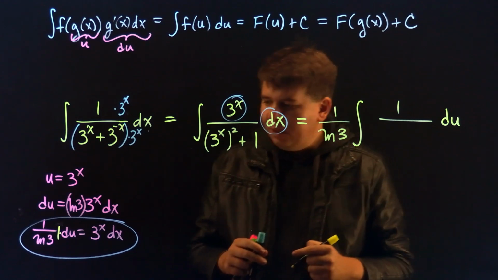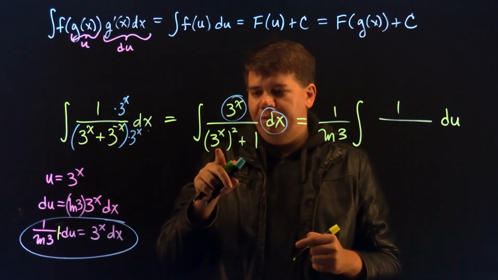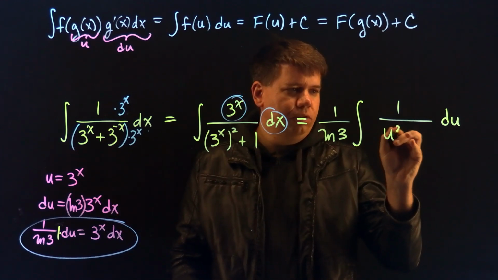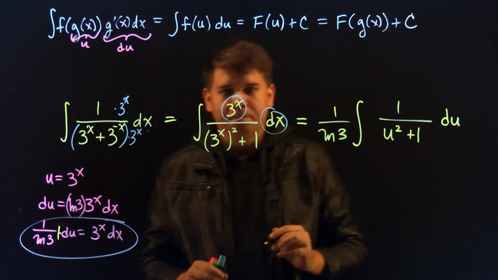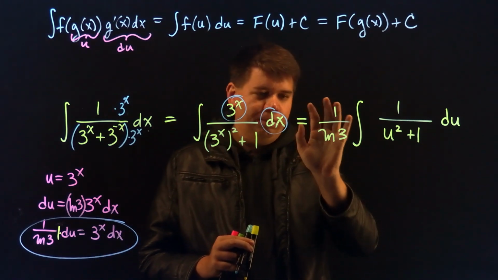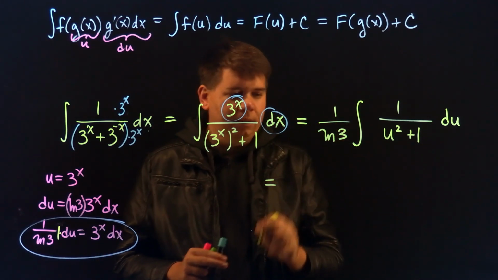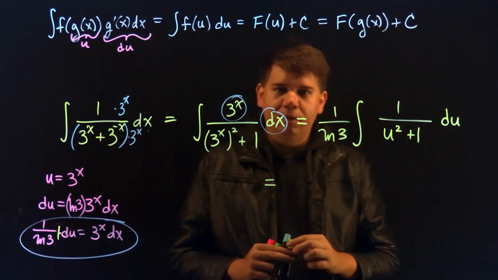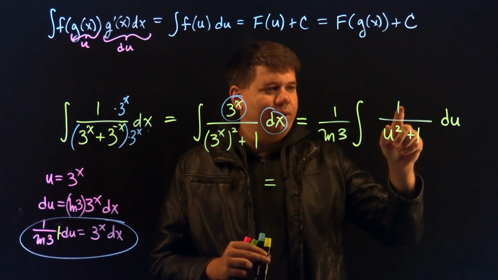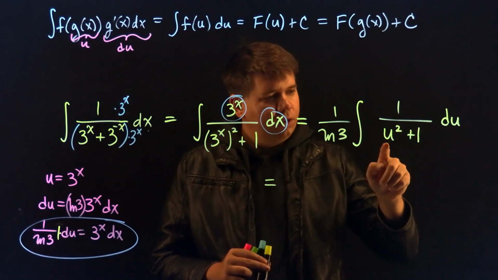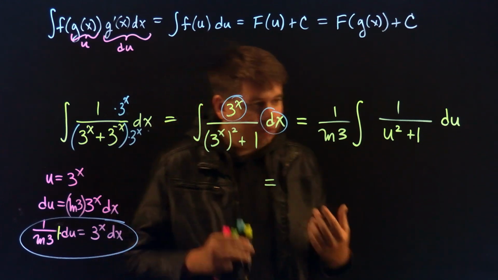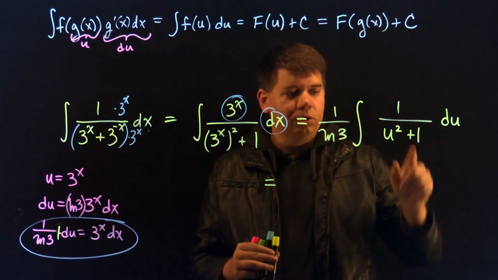And what do I have on bottom? On bottom, I have 3 to the x, which is just u. So on bottom, I have u squared plus 1. Okay, forget about the constant term for now. We'll come back to it in a second. But let's just focus on what we're trying to find the antiderivative of. What is the antiderivative of 1 over u squared plus 1? Or said another way, the derivative of what is 1 over u squared plus 1?